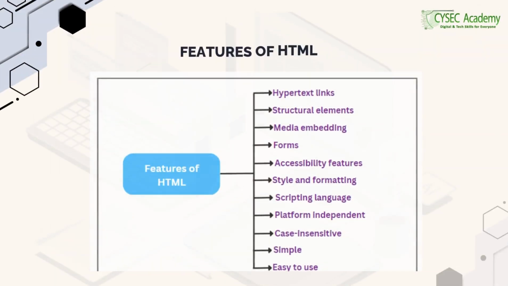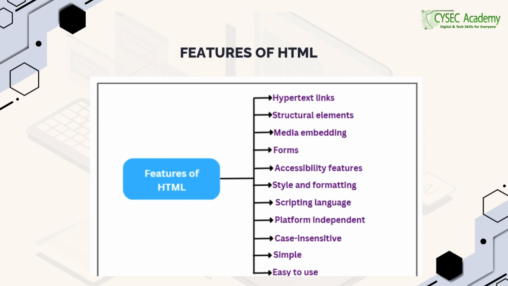Key features of HTML. 1. It defines the structure of a web page. 2. It creates hyperlinks using anchor tags to connect different pages. 3. It embeds media like images, videos, and audio. 4. It forms the foundation upon which CSS and JavaScript enhance styling and functionality.